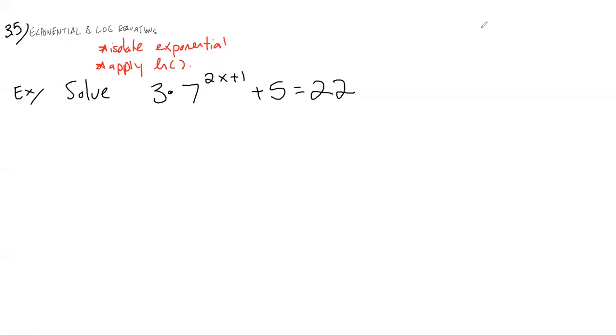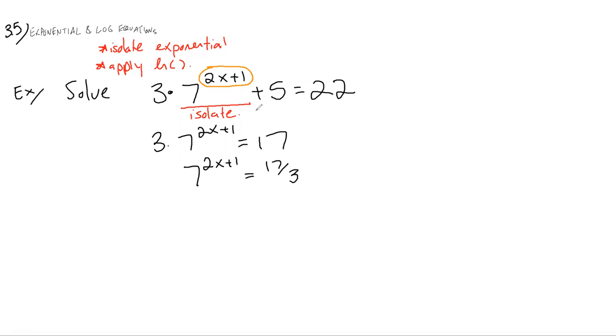All right, so notice that what we have now in the exponent of this equation is a bit more than x. We've got 2x plus 1 up here. It's not really going to change how we get this question started. So the same thing, we're going to start by isolating that exponential piece. That's 7 to the power of, right? 3 is not inside of that. So we're going to move stuff over. 22 minus 5 is 17. Divide by 3, it's just going to be a fraction.